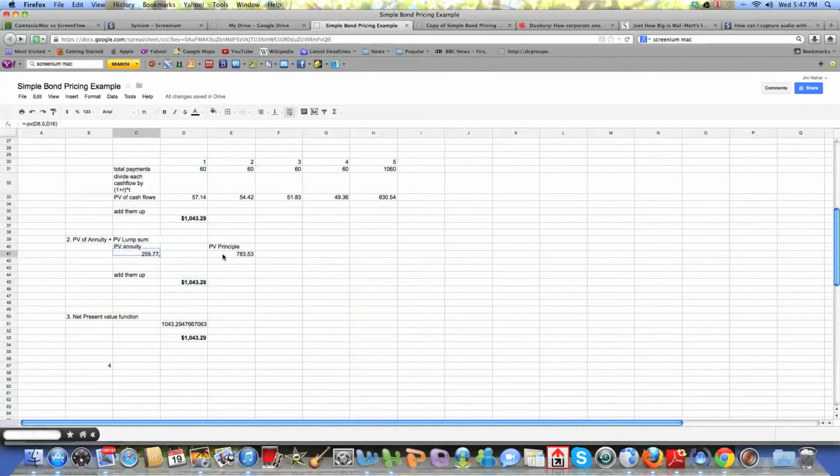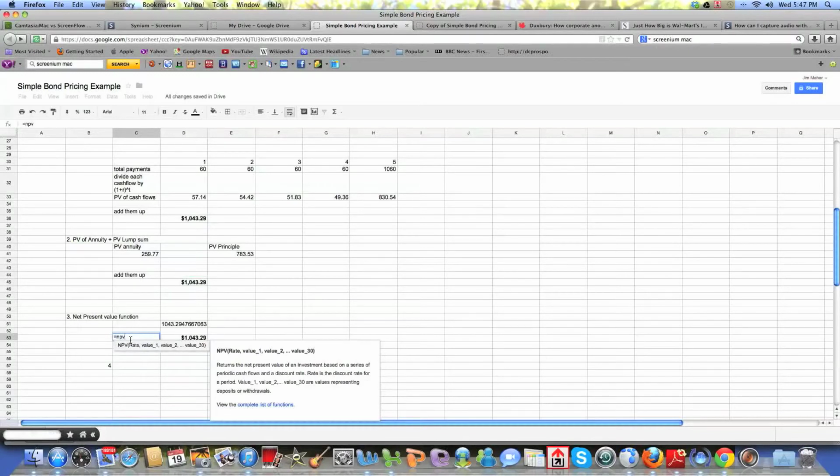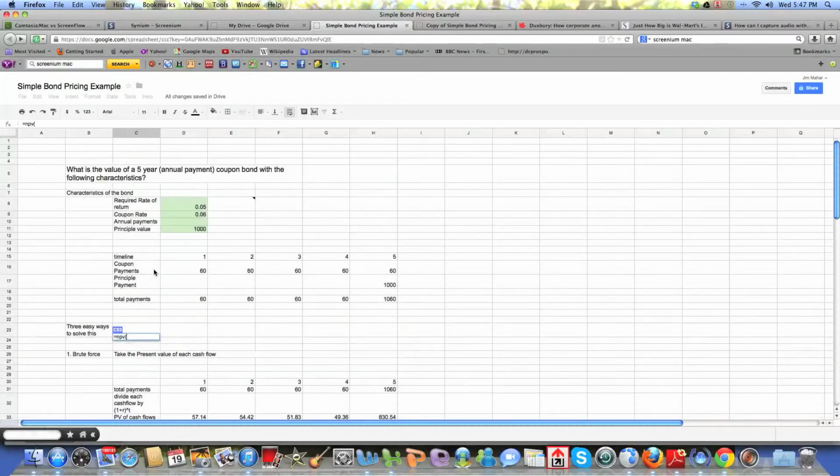My favorite way, and the one I use the most because it saves a step, is that we don't have to add anything together. It's just to use net present value. And we will see net present value, the third way, gets the same answer as well. Here we're finding the total cash flows, and equals net present value, the required rate of return, and cover up all of the cash flows.